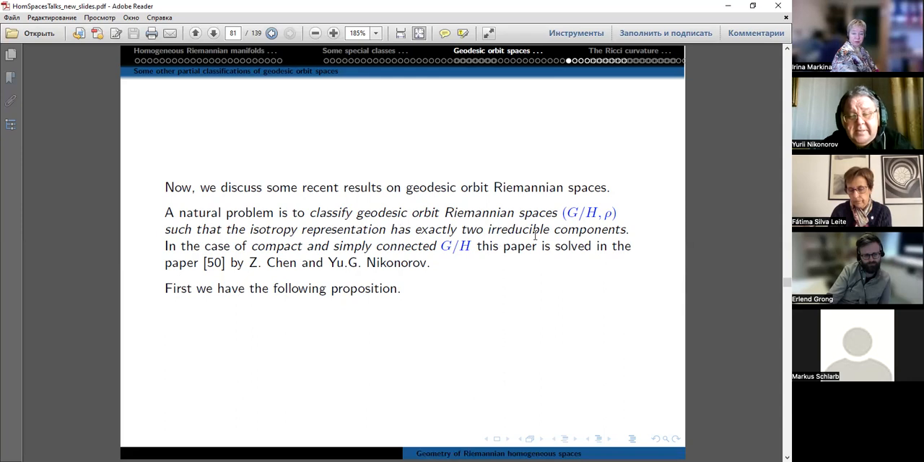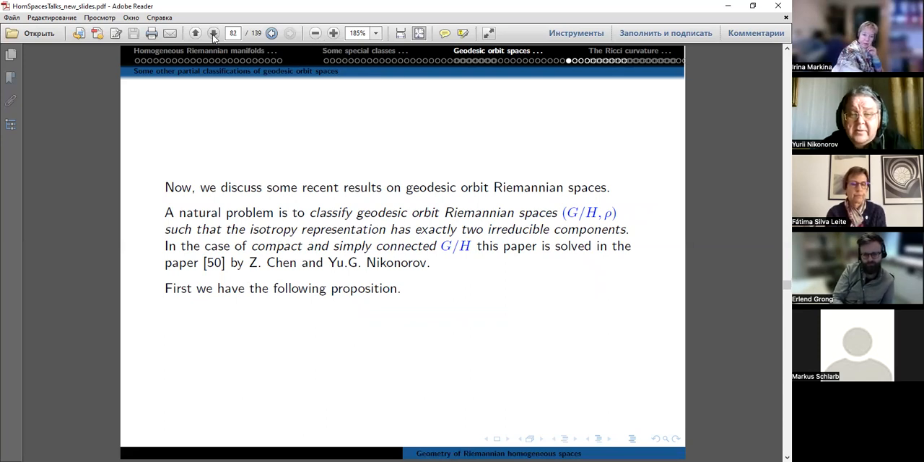And this case is not so easy in general, but in the case of compact and simply connected spaces, we have a complete classification. And this problem is solved in our paper with Jackie Chen.